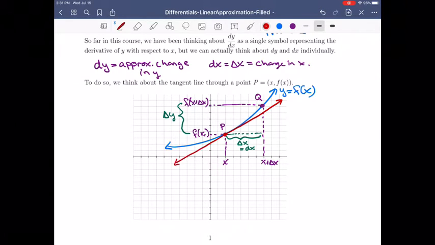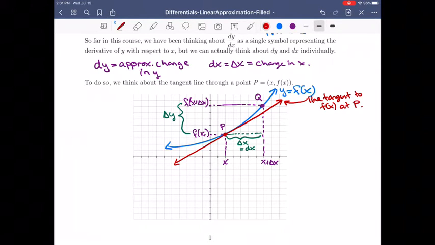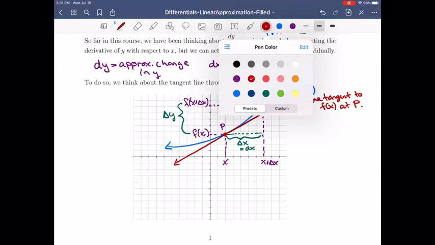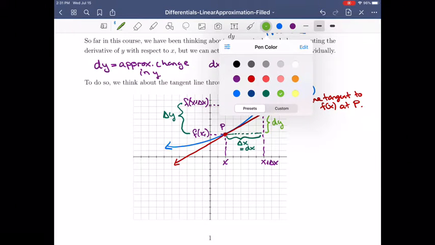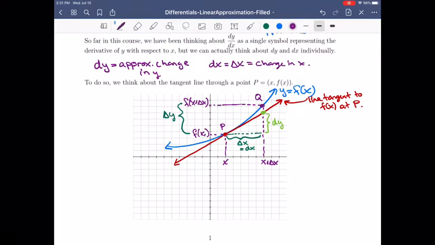it's going to look something like this. So this is the line tangent to f of x at point P. What we're going to do is approximate the delta y using the y value on the tangent line. So this change in height, this is what I'm going to call dy. This is much easier to find because it's the change on a linear function as opposed to a curved, more complicated function. So I prefer to think of the differentials using the linear. This is the idea behind the linear approximation.